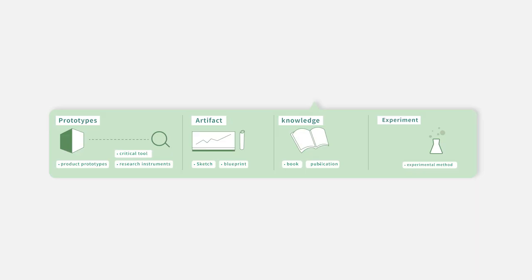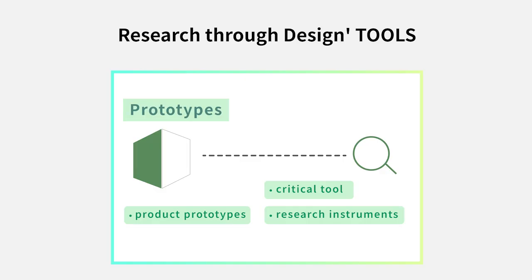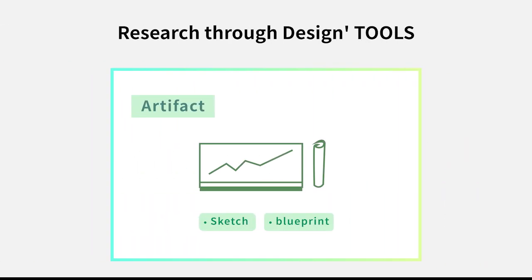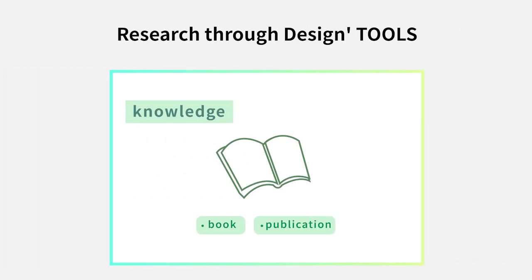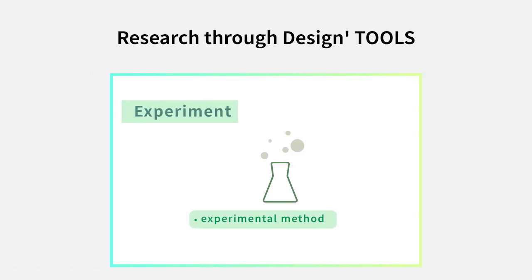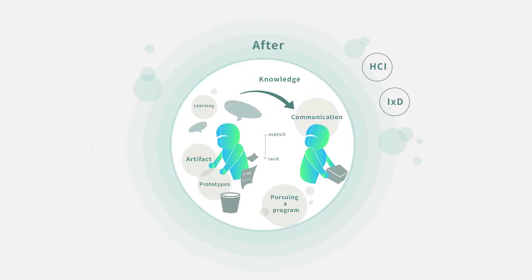Next, I will introduce some tools commonly used in RTD. Prototype. An artifact used in research to demonstrate the interaction being studied. Artifact. Objects created during the design process. Knowledge. Insights about the world that can be shared with others. Experiment. Specific stands for controlled research to test hypotheses, and general stands for exploratory encounters with real-world situations. And you can look at the picture.